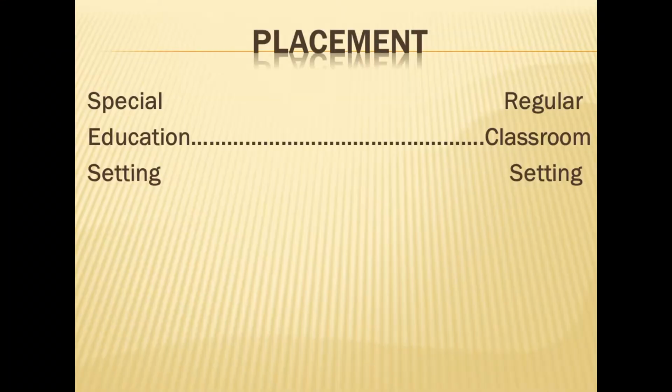What do I mean by a continuum of placements? At one end of the graph you have the special education setting. That would be whether your child is in the special education classroom 100% of the time. The other end of the spectrum down here would be a regular classroom setting. That is, your child would be in the regular classroom 100% of the time. Now, they could be in special education 100% of the time, and they could be in a regular classroom setting 100% of the time, but most often they'll fall in here someplace. And this is a continuum.